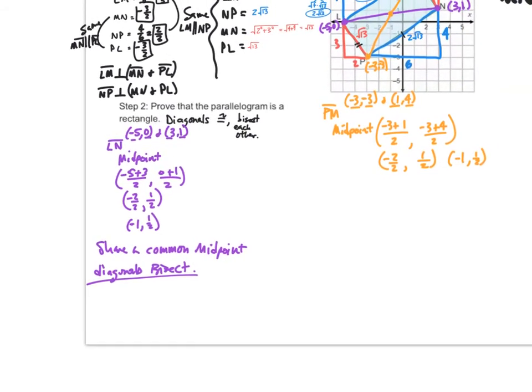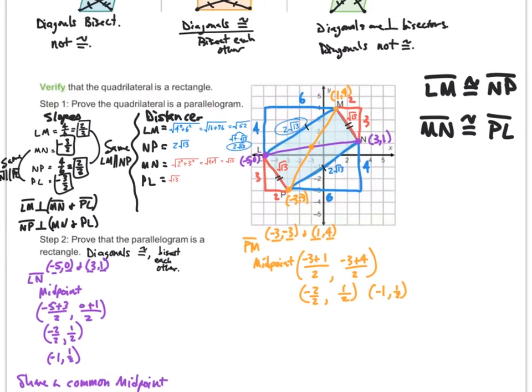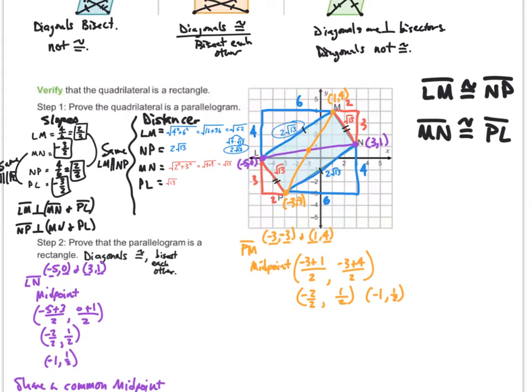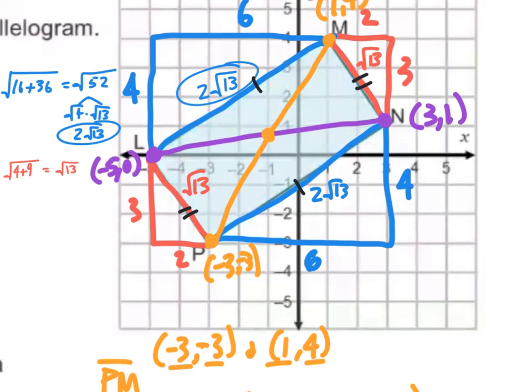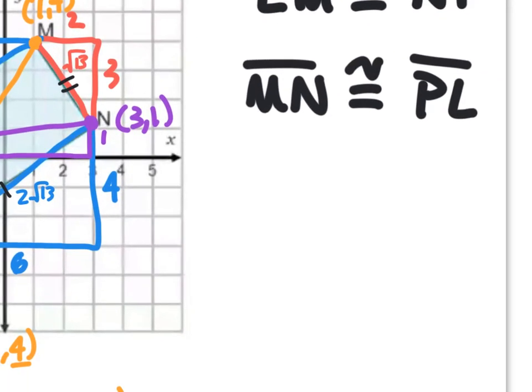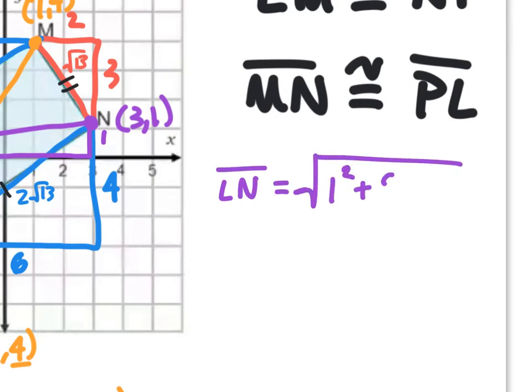All right, so now what I can do, let's find the lengths of LN and PM. All right, so let me come in here and let's draw in that right triangle here, so that we can figure that out. This is a length of 1. This is a length from -5 to 3. That's a length of 8. Okay? So I'm going to come over here and say that LN has a length of the square root of 1 squared plus 8 squared.